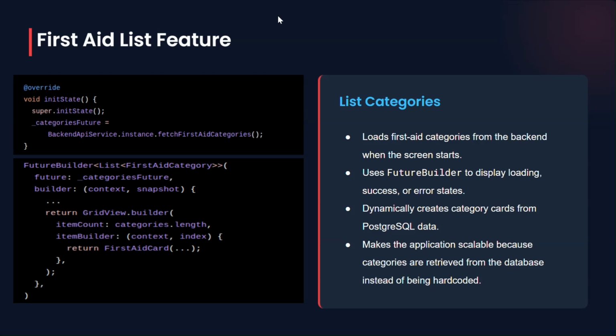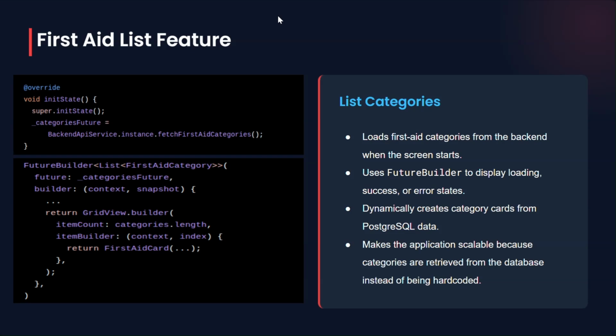Okay, so now let's move to the first aid list feature. This screen displays all available first aid categories. When the page opens, the app requests the categories from the backend. And FutureBuilder manages the loading process, and GridView.builder dynamically creates a card for each category.